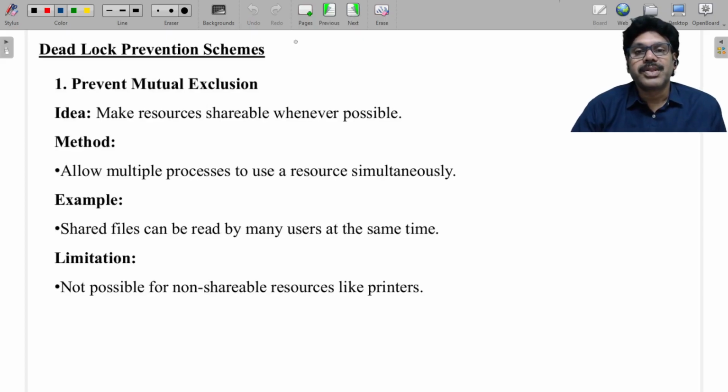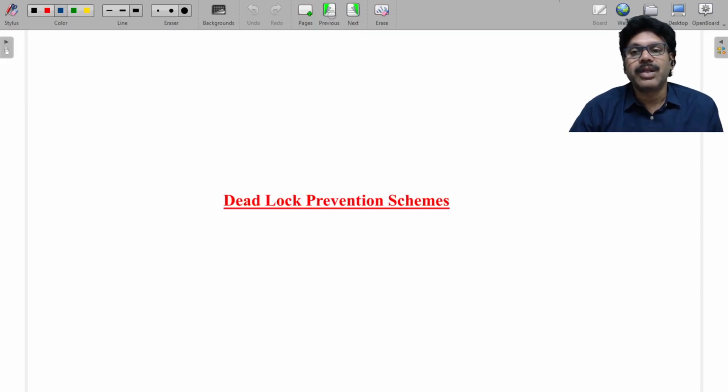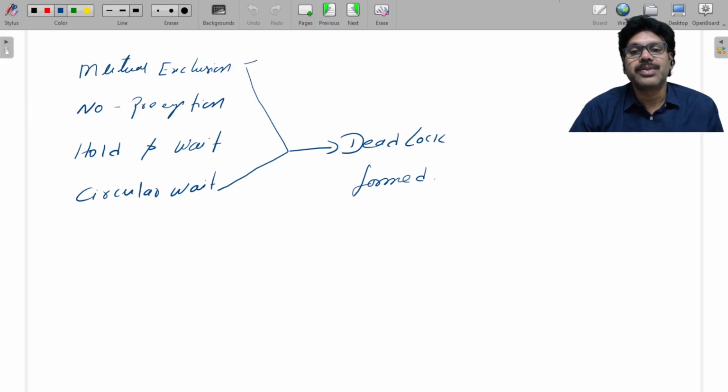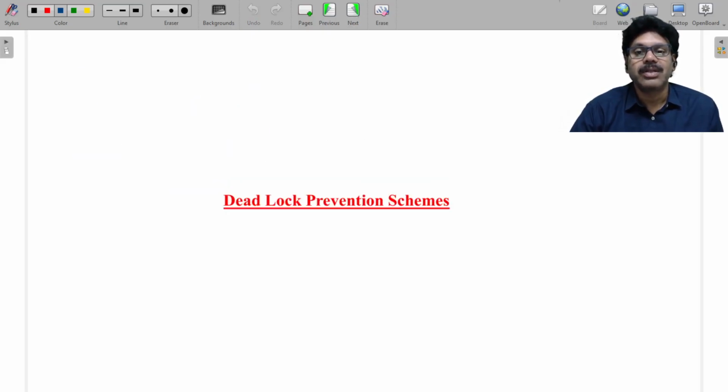Now, deadlock prevention schemes. We want the opposite nature of the four characteristics of deadlock. Mutual exclusion, we want to dissatisfy. No preemption, we want to dissatisfy. Hold and wait, we want to dissatisfy. Circular wait also needs to be dissatisfied. So we are learning deadlock prevention schemes by dissatisfying the four characteristics of deadlock.